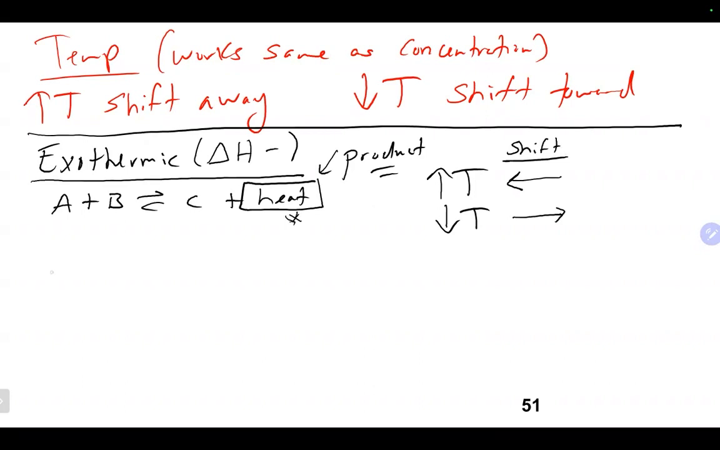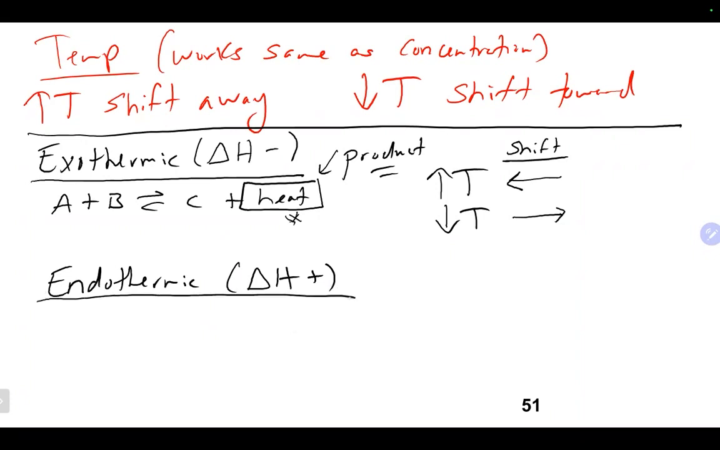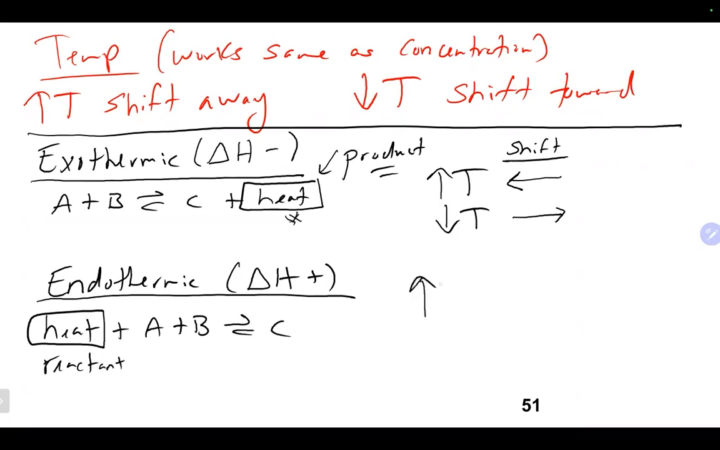That also means if we have the opposite situation, an endothermic reaction, our delta H value will be a positive number here. And we consider heat, temperature, and energy as being a reactant in an endothermic reaction. It is a reactant, which means kind of the opposite. If you have an endothermic reaction and you increase the temperature, you are now increasing the reactant side, which means it should add to the reactant and shift towards the product side to the right, away from it.